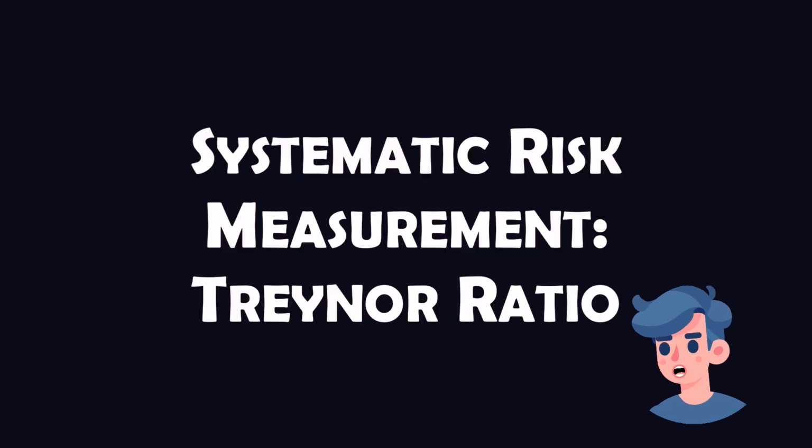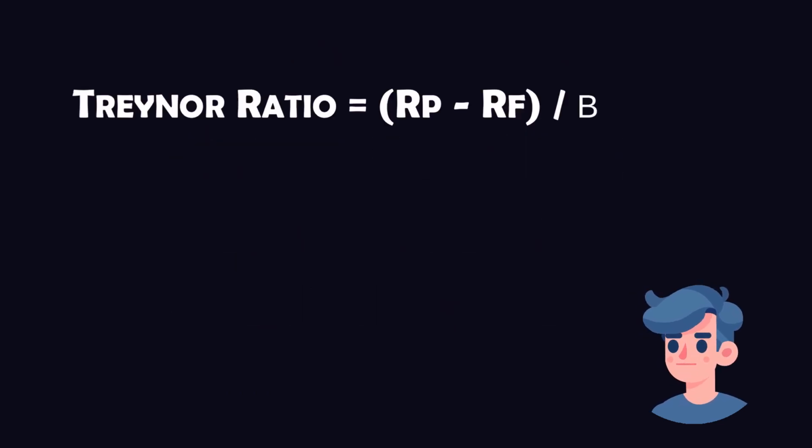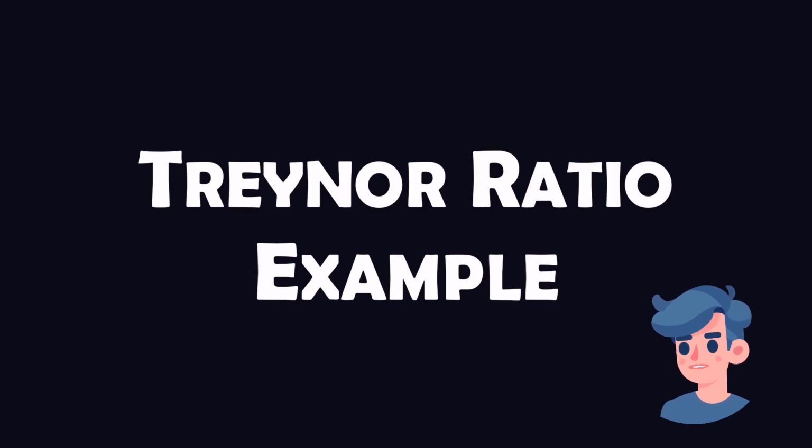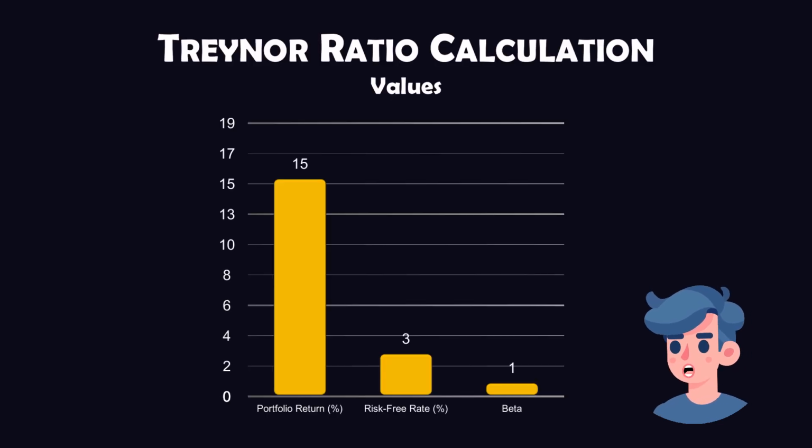Another performance measure is the Treynor ratio, similar to Sharpe ratio but uses beta instead of standard deviation to measure risk. For an investment portfolio with a return of 15%, a risk-free rate of 3%, and a beta of 1.5, the Treynor ratio is calculated as.